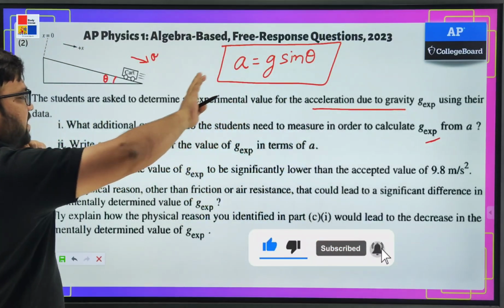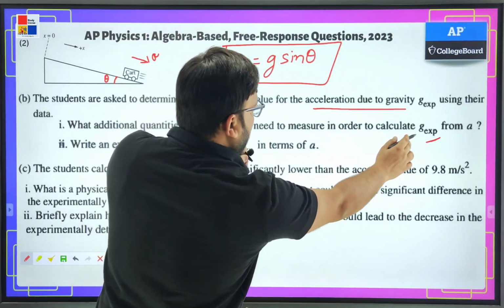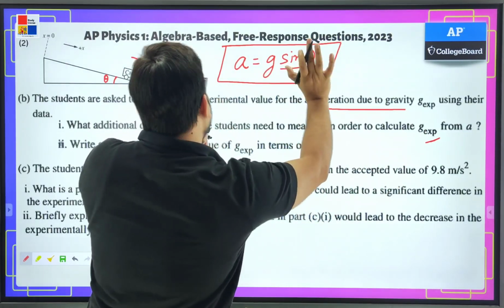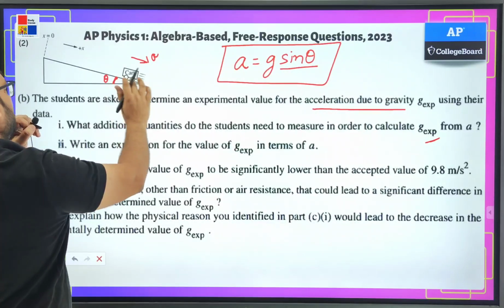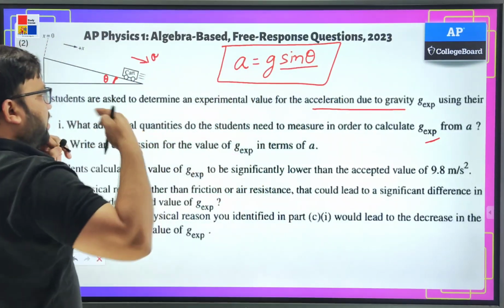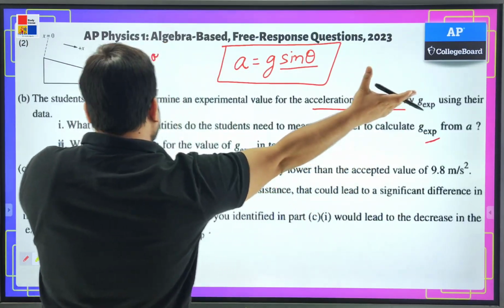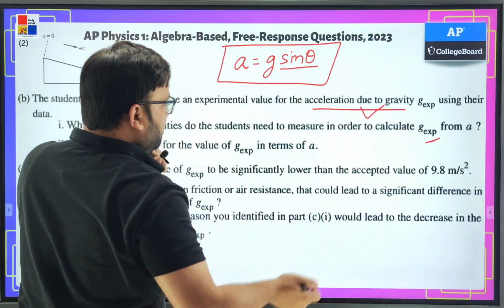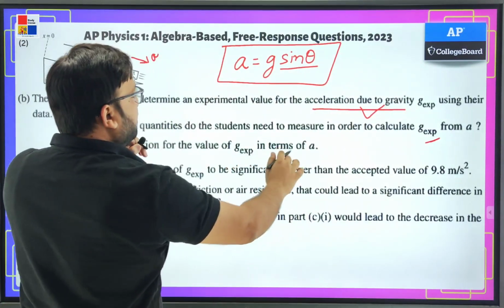So this gives an expression. The additional quantity the students need to measure in order to calculate this is the sine theta value. So this inclination of this inclined plane, this wedge here, has to be known in order to find out the acceleration due to gravity of the earth. That is, we know 9.8 meters per second square, right? Write an expression for the value of this in terms of A.